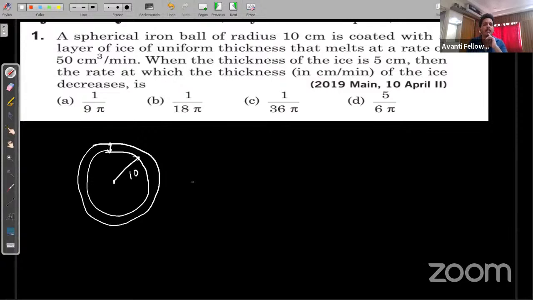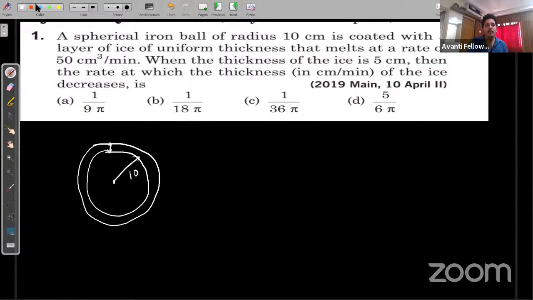Like one-third pi r squared for the cone: if you have 2 or 3 variables, all variables should be converted to a single variable, and then you have to differentiate. I think we converted h into r or r into h, r equals h by 6, something like that, in the last class. Everyone remember it? So in the given formula, whatever volume you take, you have to convert all the variables into a single variable, and then differentiate it. Everyone remember? Okay. Now tell me what the question is and what he has given here.